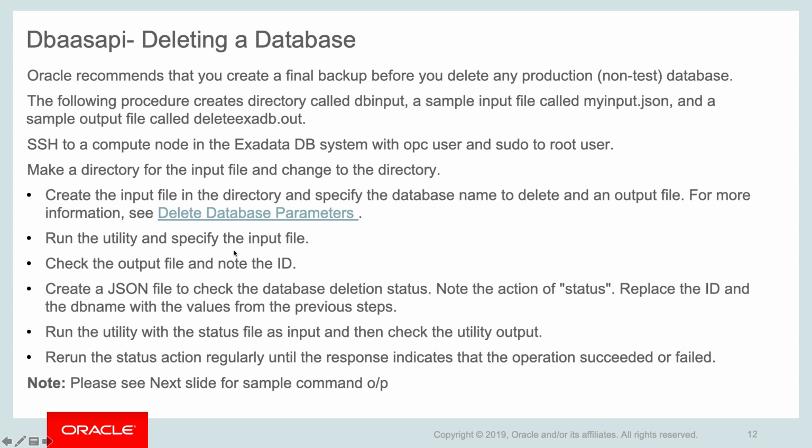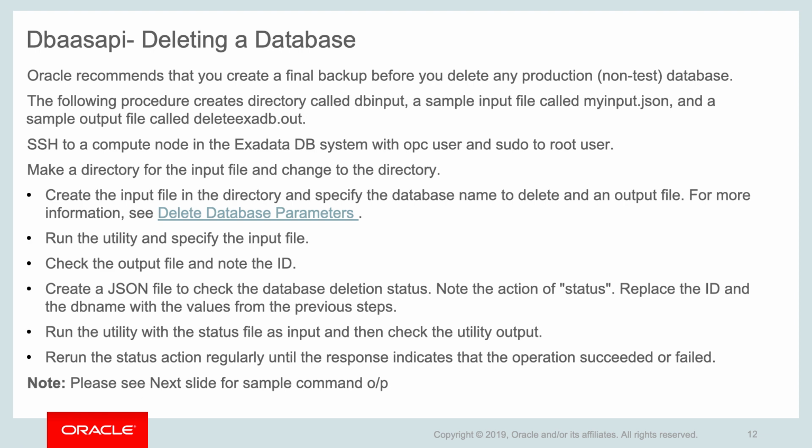You'll be able to check the output file as we did with the other commands, note the ID, and create a JSON file to check the database deletion status. Here the action is going to be status, and you replace the ID and database name with the values from the previous step. We'll run this utility again several times to see how it progresses.